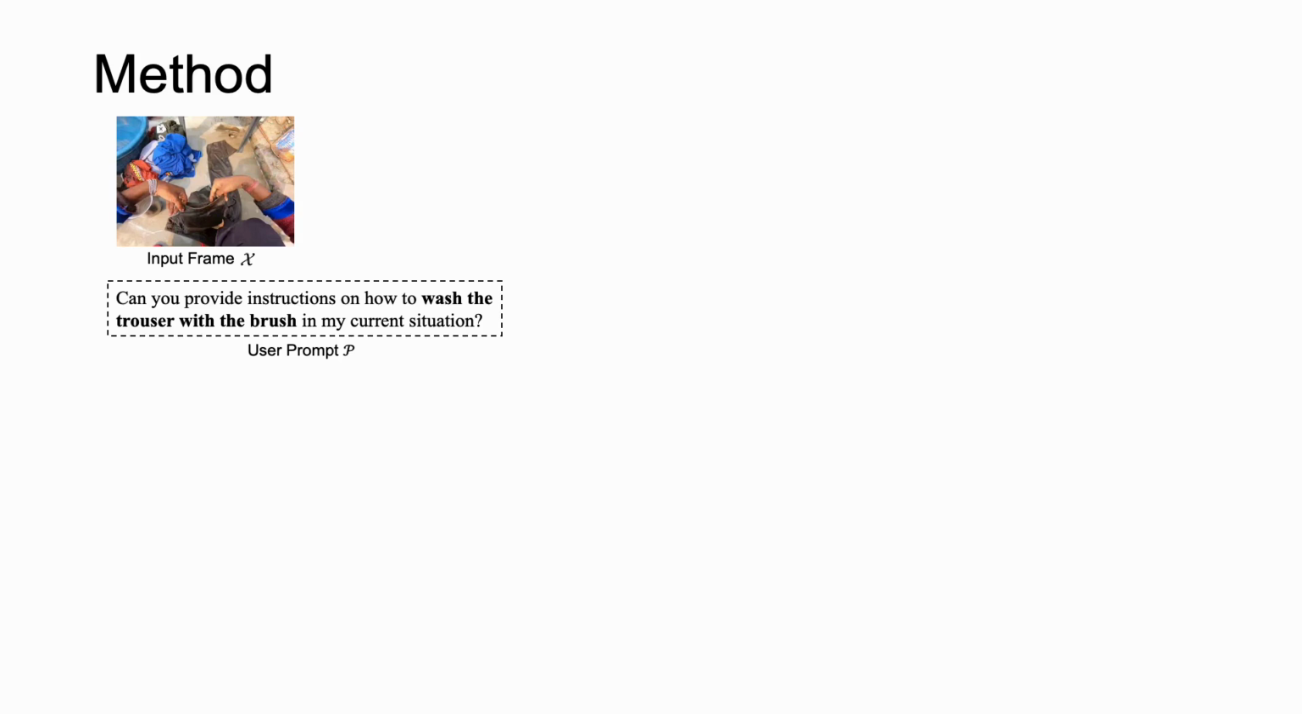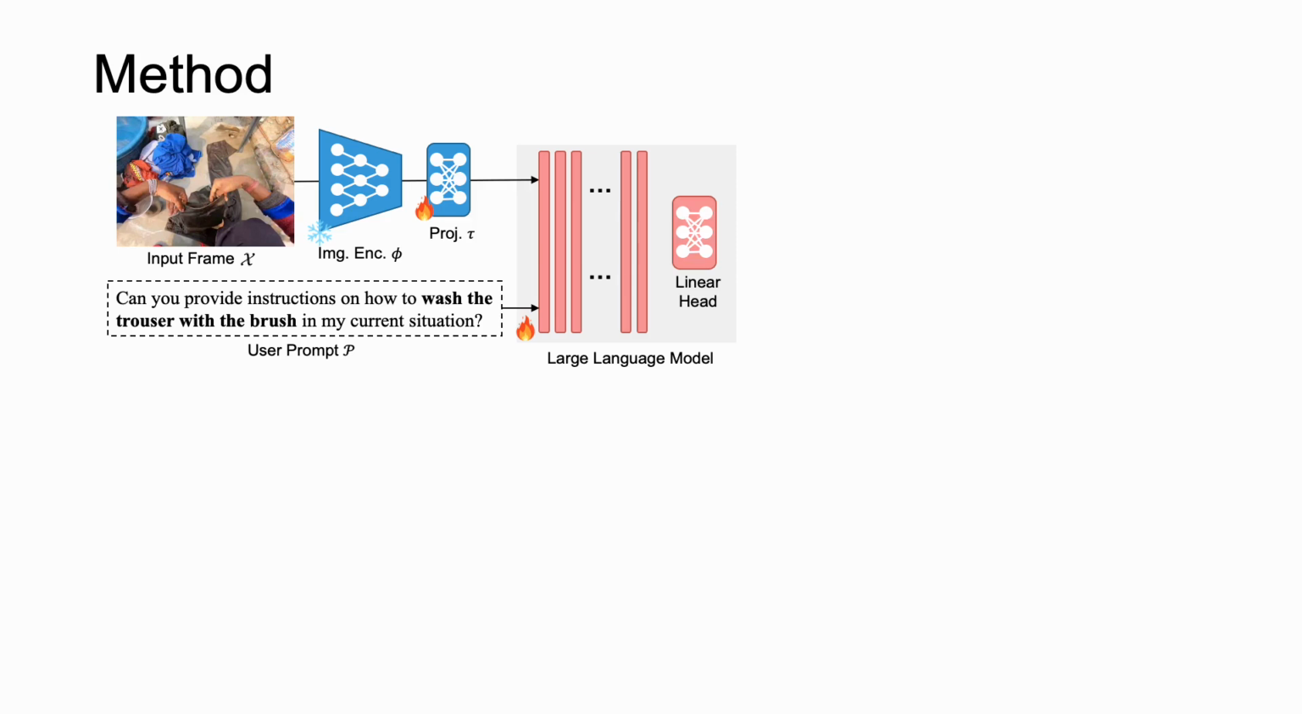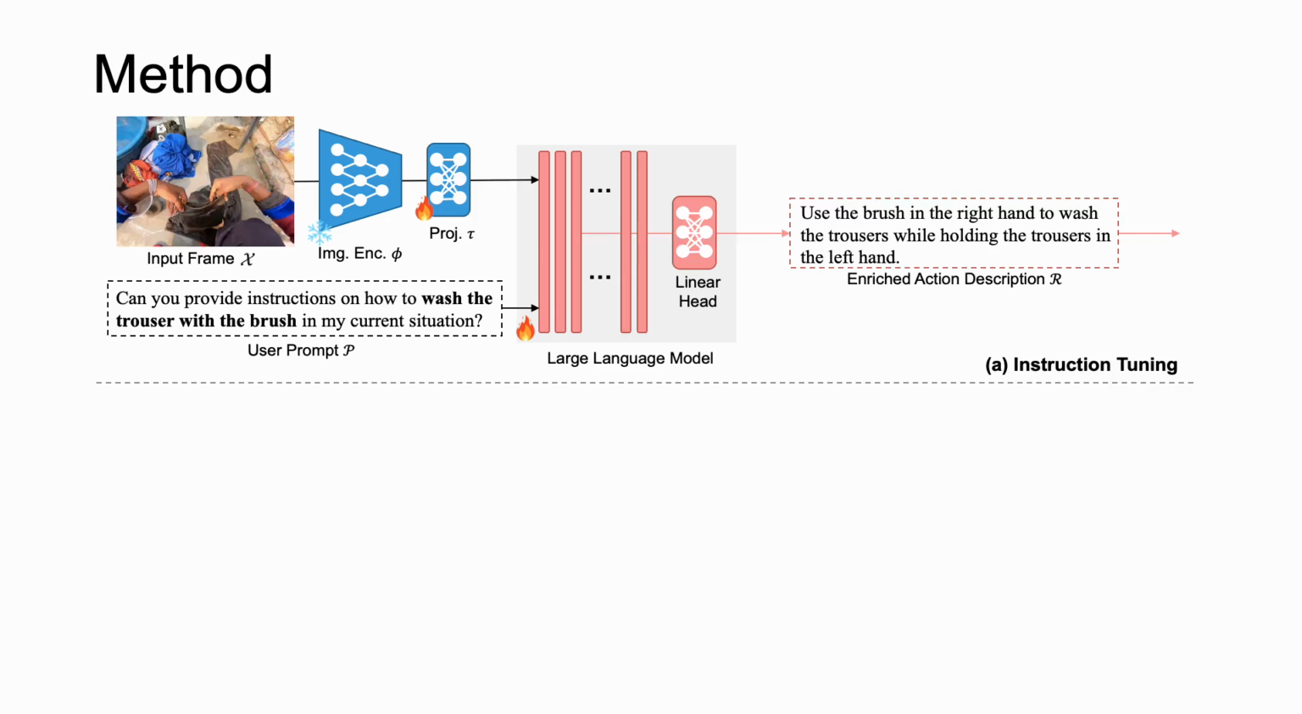Our method is composed of two components. First, we introduce the visual instruction tuning. Given an input frame and the user text prompt, the image is encoded by an image encoder and then projected to the LLM feature space. Then, the image feature and tokenized text input are fed into a large language model. The LLM is trained to generate enriched action descriptions using the curated data from GPT-3.5.